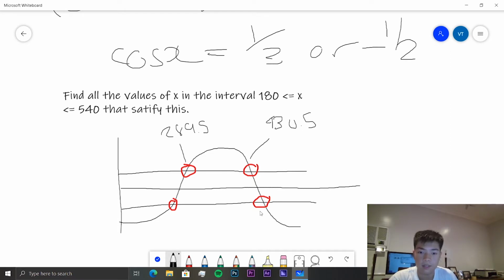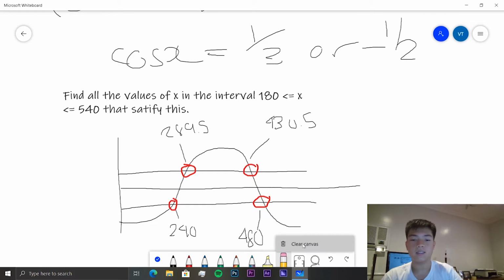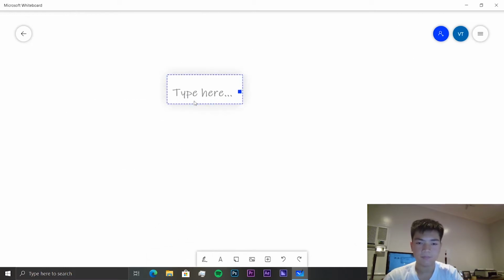For cosine is negative 1/2, we have cosine inverse of negative 0.5. That's equal to 120, or 360 minus 120. So this is 240. And then we have also 480. So these are our 4 values. So yeah, that one's good. Now we can move on to the next one.